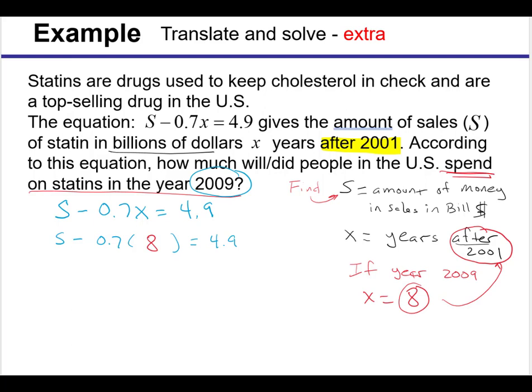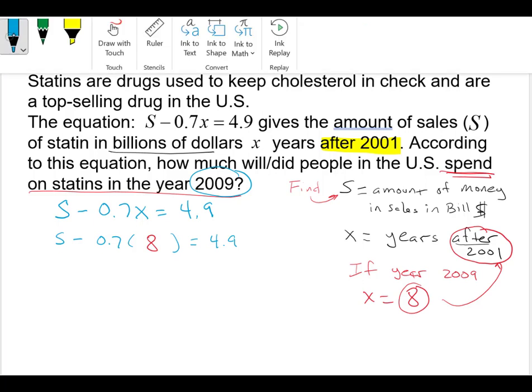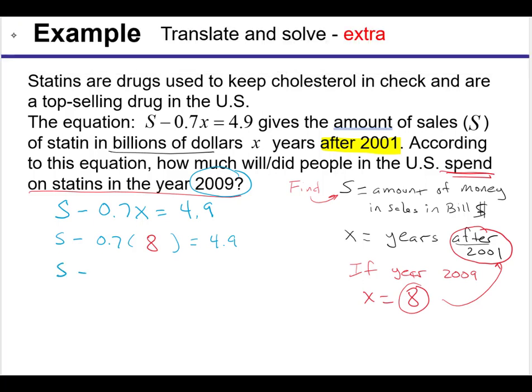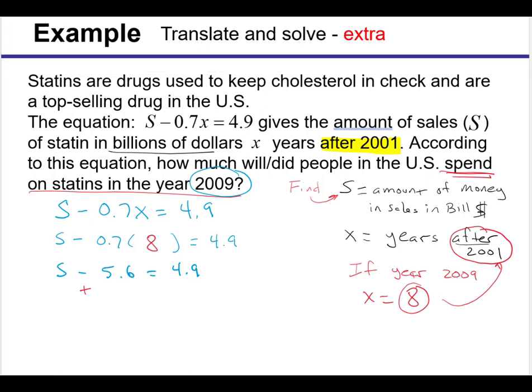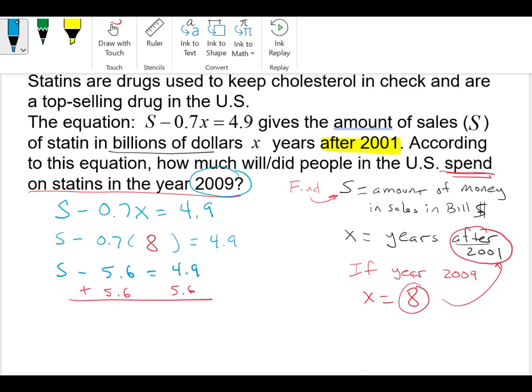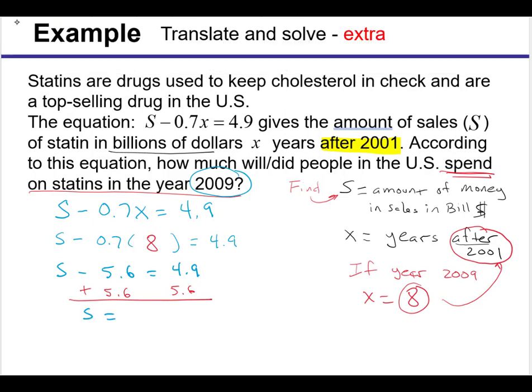So we got 0.7 times 8. That's 5.6. So I'm going to begin simplifying the equation. And S minus 5.6, got one more step here. Let's add 5.6 to both sides. And so we get S by itself equals 10.5. There it is.